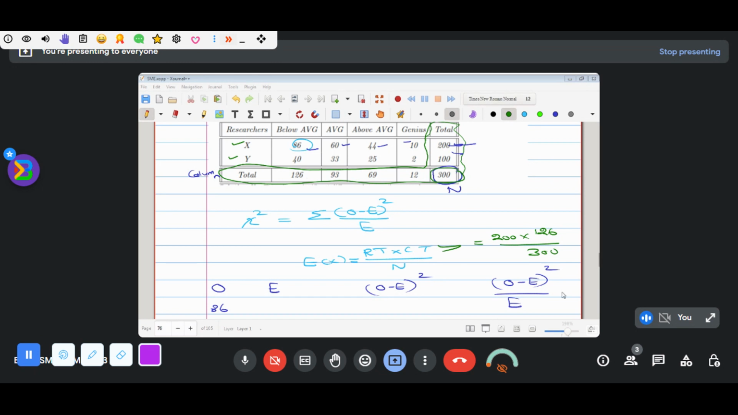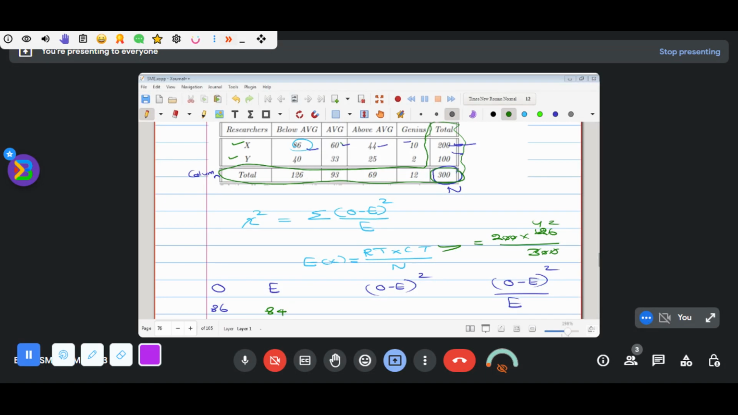So what is the value here? 200 into 126 divided by 300. Simplify that, and the value is 84, because this is cancelled and simplified. That value is the corresponding expected value, 84.